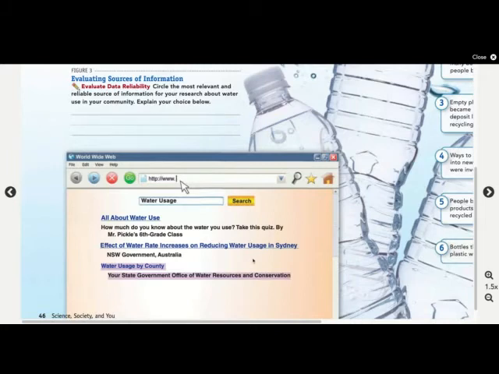So when we're looking for reliable sources, we want it to be relevant, up to date, and something by the government, an education website, not Wikipedia. Wikipedia is not a very reliable source. So make sure it is relevant, up to date, and is by some reputable source.